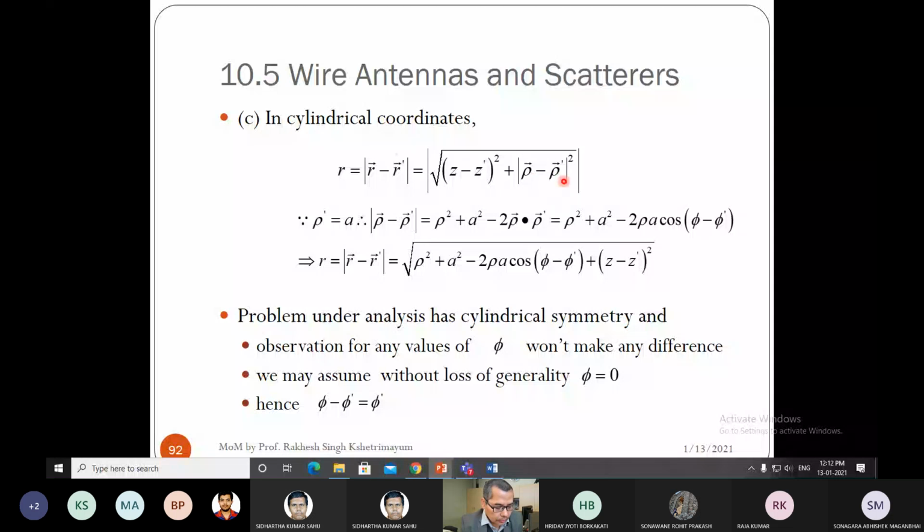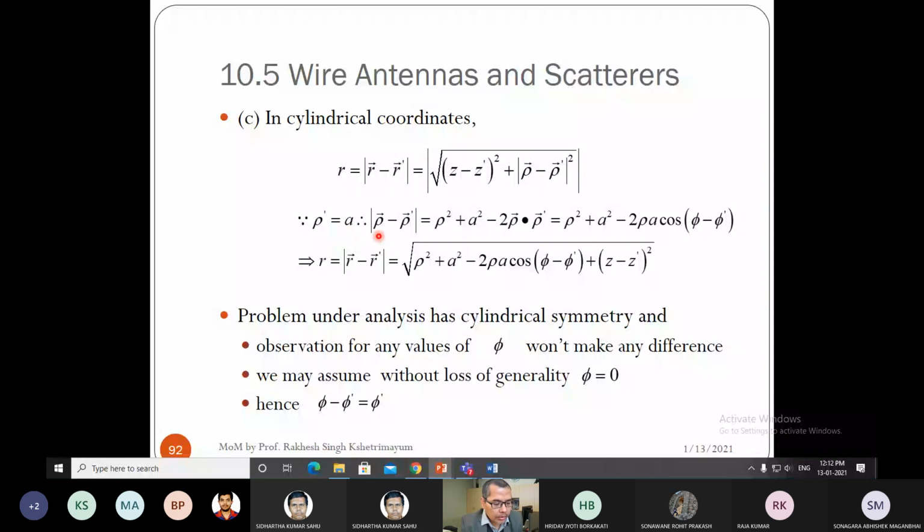Now we are considering a cylindrical structure. If you are considering a cylindrical structure, the current is distributed around the circumference of the cylinder. In that case, what should be rho dash? Rho dash is the source point. The source point is always located on the circumference of the cylinder. In that case, what was the radius of the cylinder? A. So rho dash becomes A.